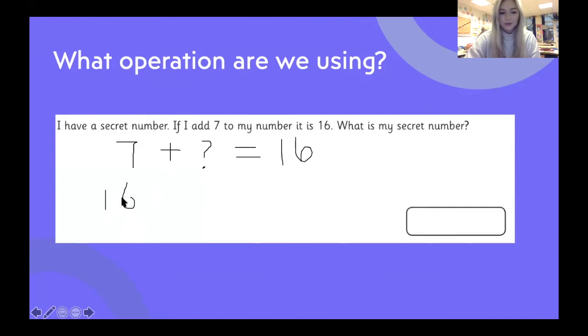16, I'm going to start with the number that I ended on. 16 take away 7 must mean it equals my secret number.